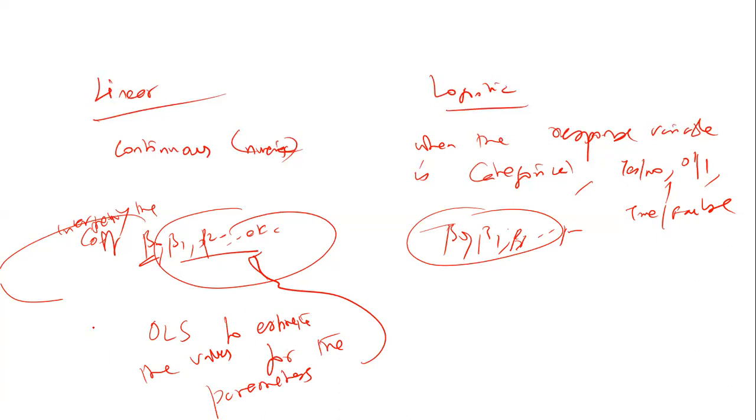So which technique does linear regression use? The OLS technique, OLS method. It uses the OLS method to estimate the values for the parameters beta naught, beta 1, beta 2. Whereas to estimate beta naught, beta 1, logistic regression uses maximum likelihood estimation.